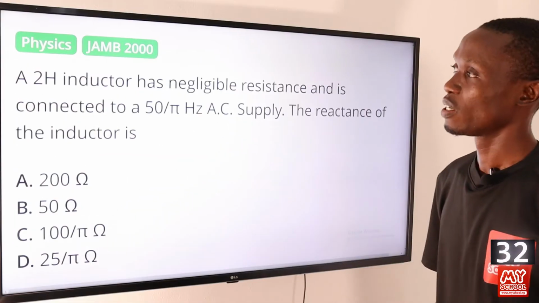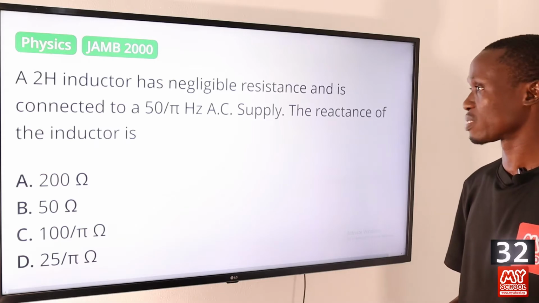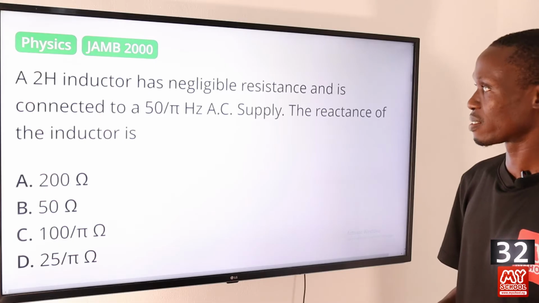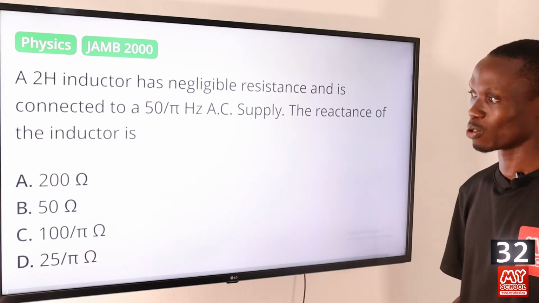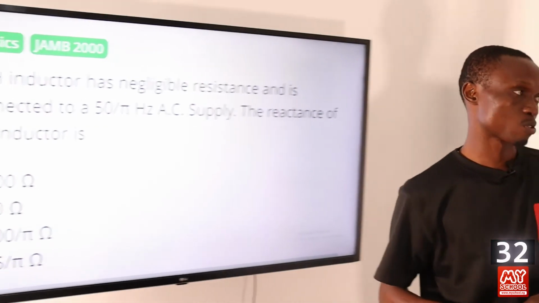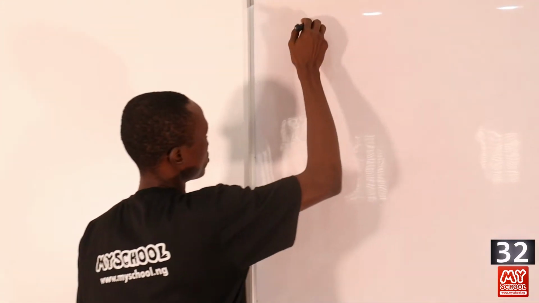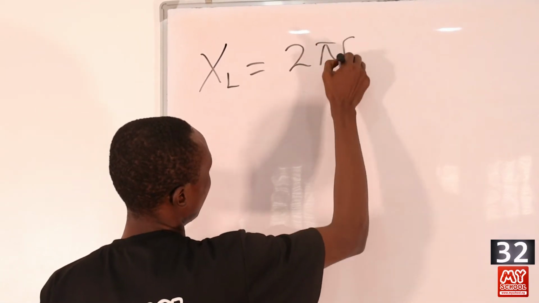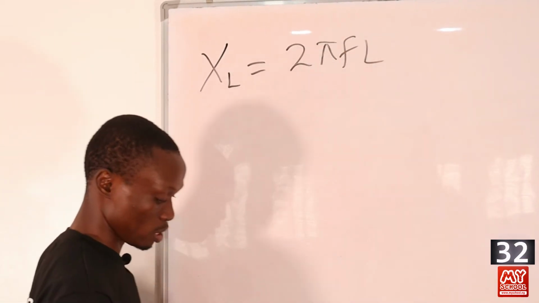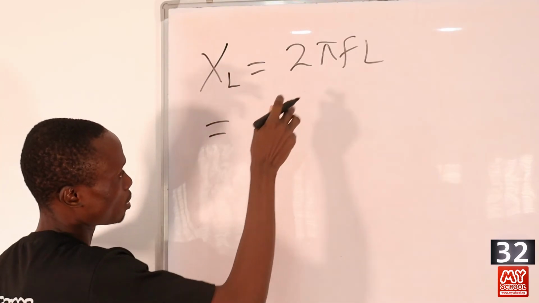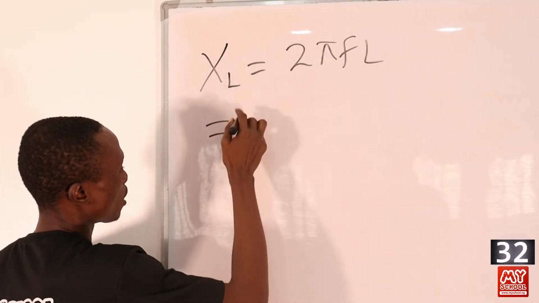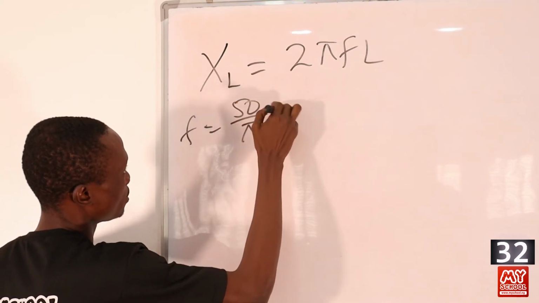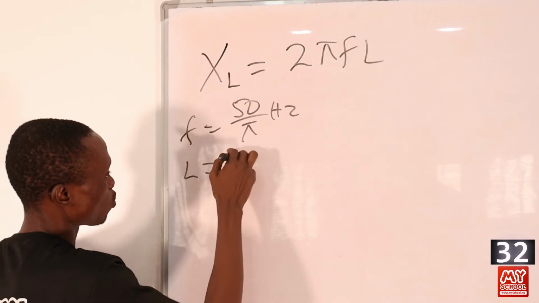Question 32. A 2 Henry inductor has negligible resistance and is connected to a 5/pi Hz AC supply. The reactance of the inductor is, so let's return to the board to provide answer to this question. So inductive reactance XL is equal to 2 pi fL, where L here stands for inductor. According to the values that are given to us, we have a frequency to be equal to 50 all over pi Hz, and we have the inductor L to be equal to 2 Henry.